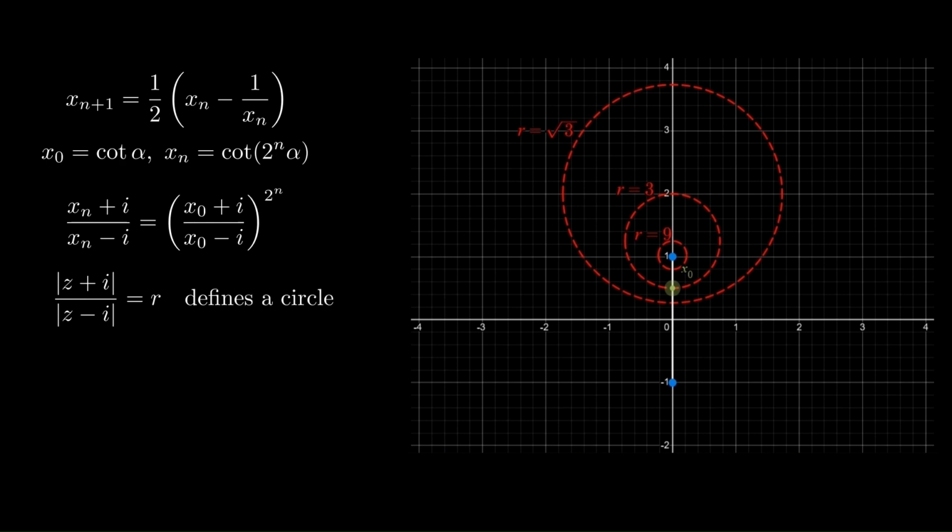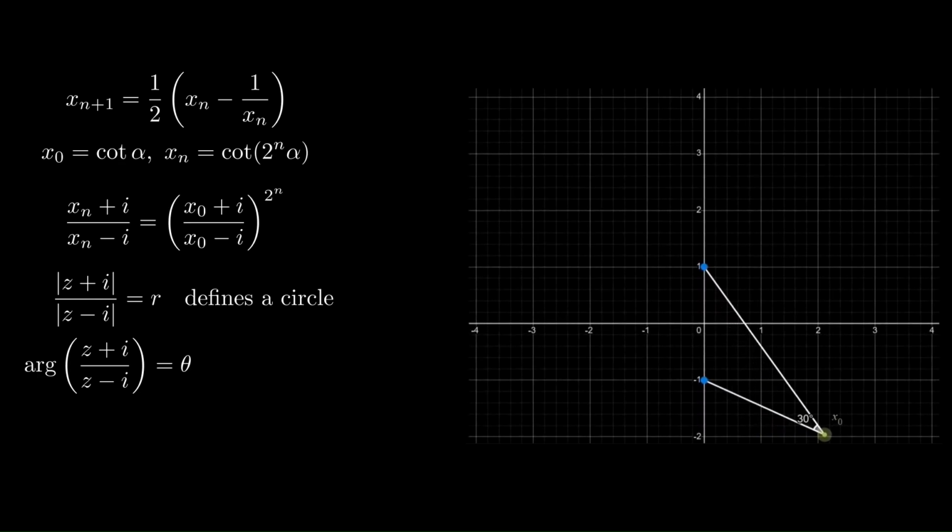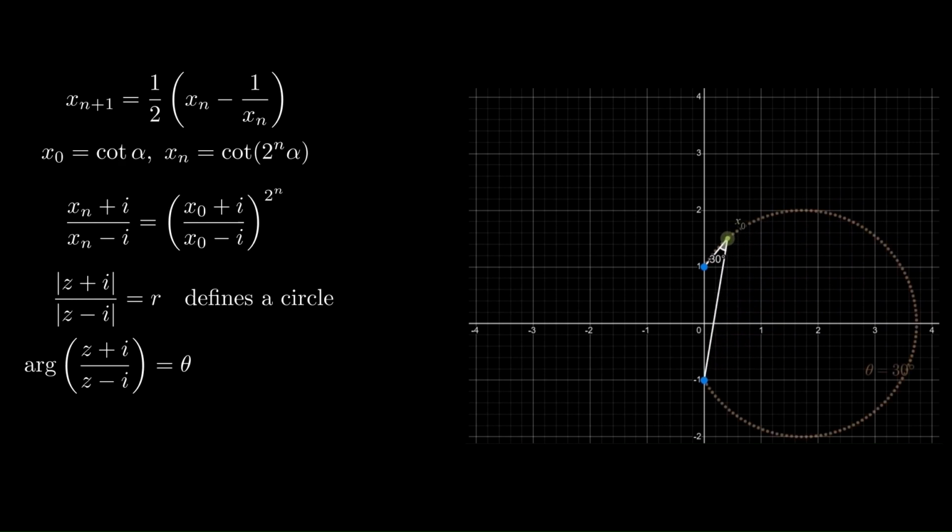Similarly, we can look at the argument of (z + i)/(z − i) and set that equal to some fixed angle theta. This represents the angle between the two segments when we connect z to i and −i. And if this is some constant, we actually get an arc. Note here that the orientation matters, so points in the left half plane will have theta greater than 180 degrees, and points in the right half plane will have theta less than 180 degrees.